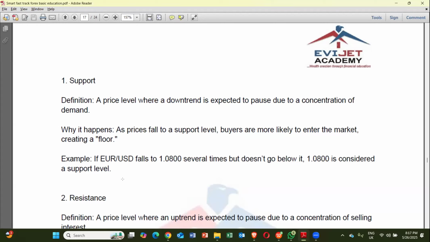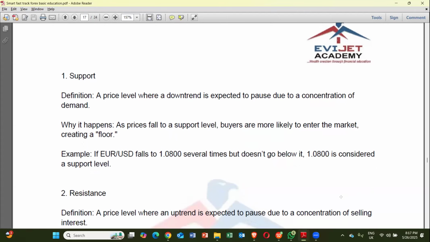So if EUR/USD falls to 1.0800 several times but doesn't go below it, 1.0800 is considered a support level. In the same vein, you have the resistance.